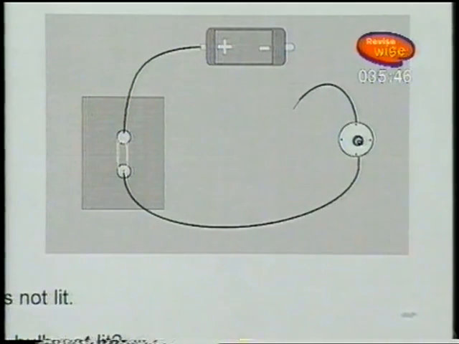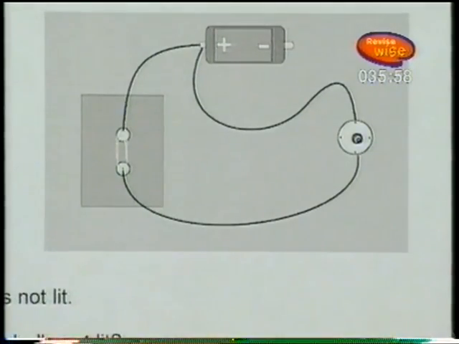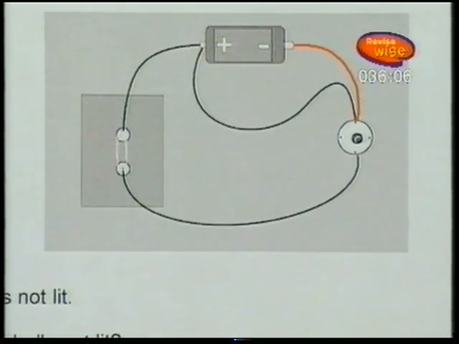There is a break in the circuit. For the circuit to be complete, both battery terminals need to be connected. The wires are connected to the same terminal on the battery. For the current to go through, both terminals need to be connected.